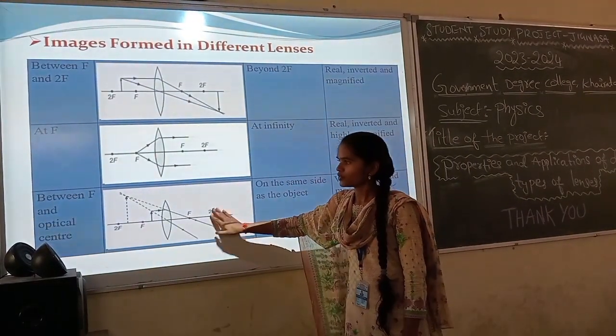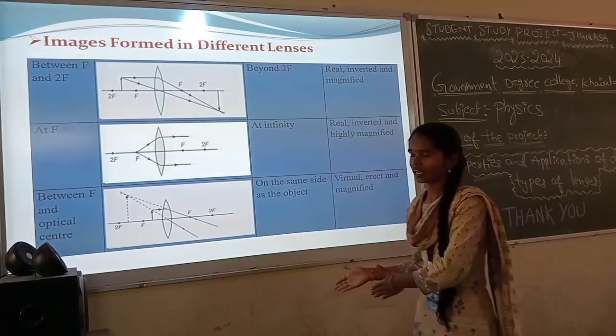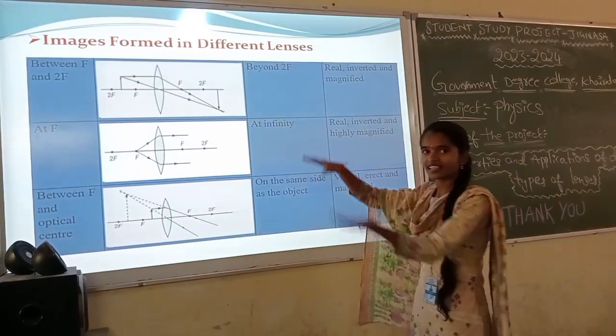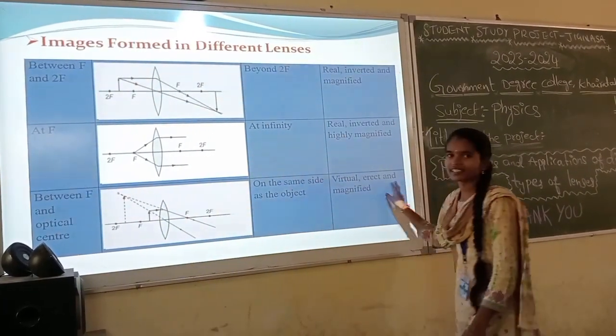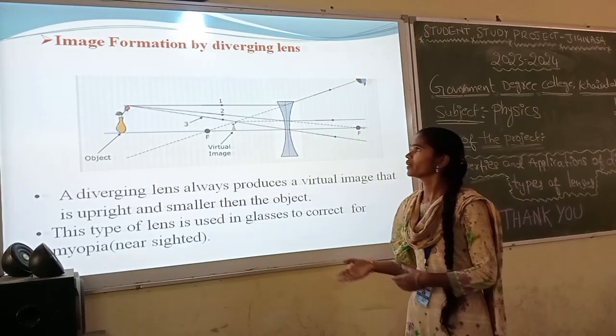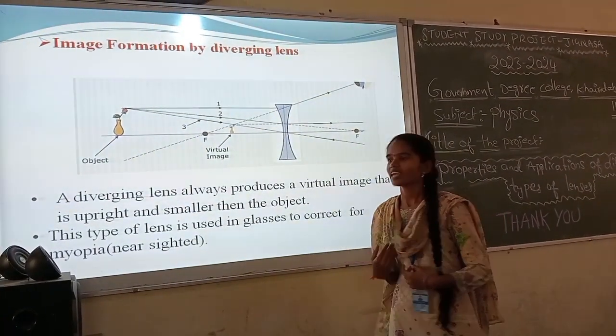The object is placed between the optical center and focus. The image is formed beside the object, which is virtual, direct and magnified. The next topic will be continued by my friend Shravani.